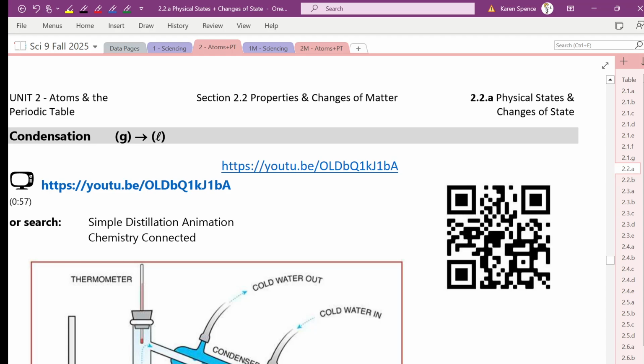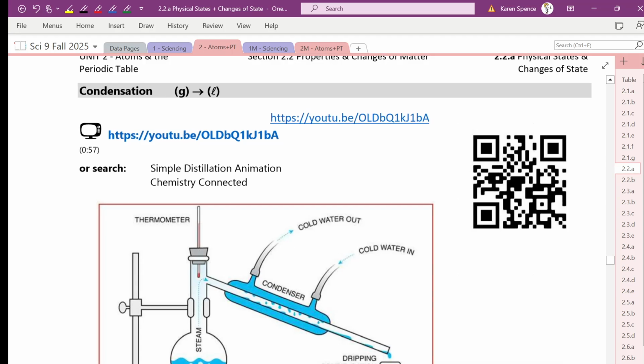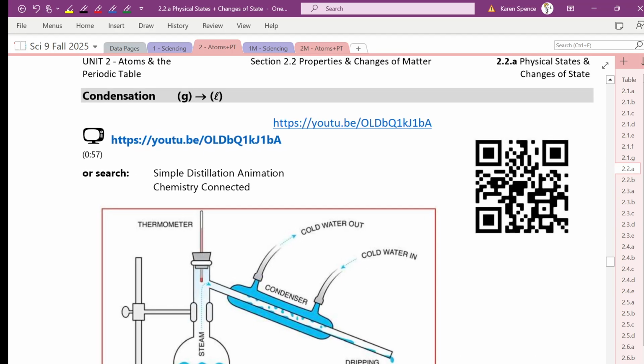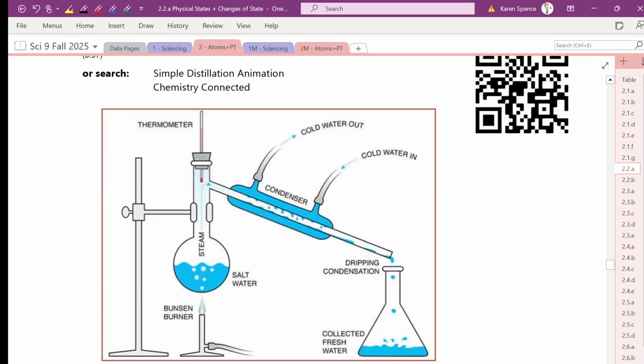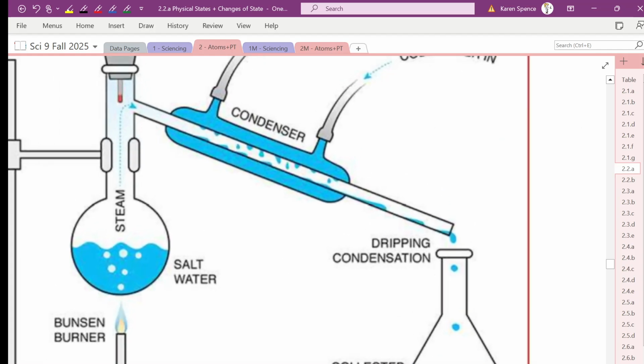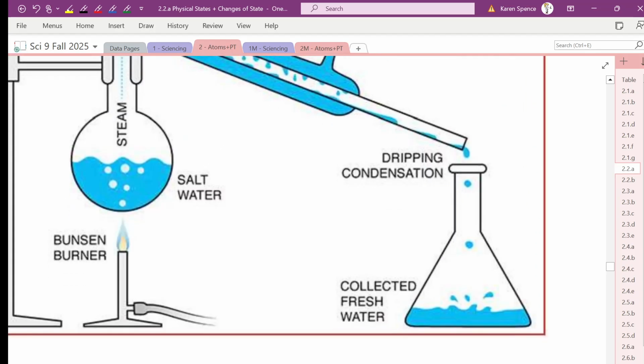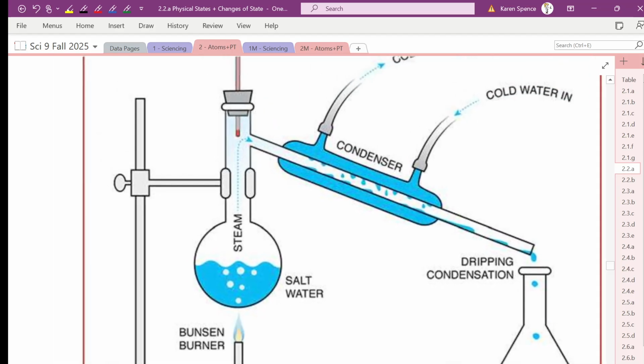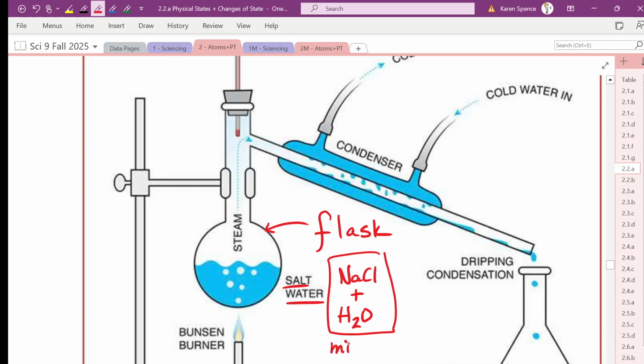Here is some condensation. Now condensation, not really too exciting unless we start looking at using condensation as a way of separating things. Imagine that we have some salt water, okay? And the salt water is in a flask. Okay, so this piece of glassware here is called a flask. Here we have salt water, so that is a mixture of salt and water. It is salt, NaCl, plus H2O. It is a mixture.